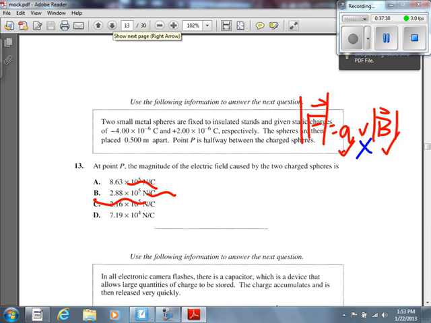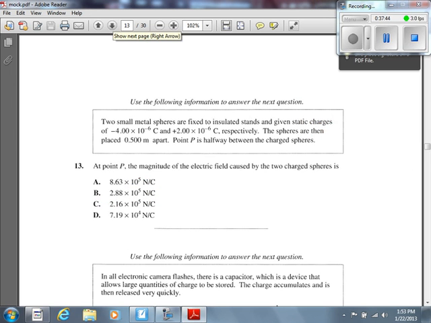Question 13. Go figure. Use the following information to answer the next question. At least it's only one question here now. You know what? There's a real good chance we're going to see a question like this on our exam as well. They find the electric field strength midway between these charges, or to the right of the second charge, or to the left of the first charge, or whatever. We're going to draw a diagram for this. It's going to help us at least.